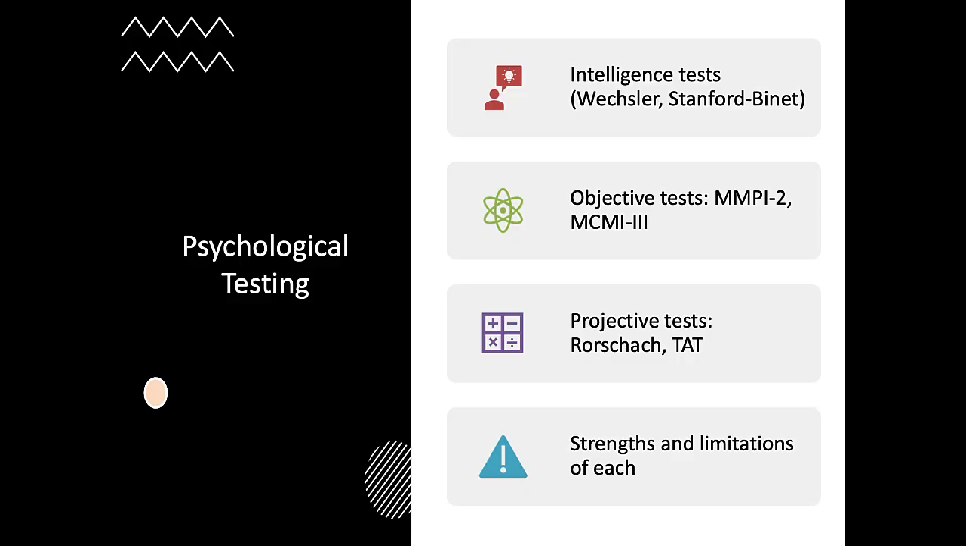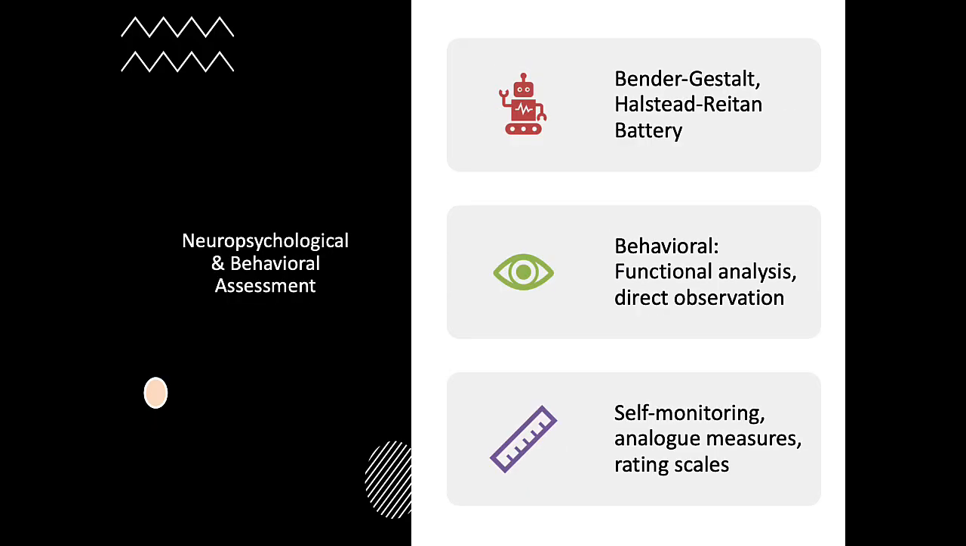Objective tests are structured and empirically validated, while projective tests present ambiguous stimuli to reveal unconscious motives, though their validity is debated. Neuropsychological assessment uses tests like the Bender Gestalt and Halstead-Reitan battery to detect brain damage or impairment. Behavioral assessment focuses on observable behavior in context, using functional analysis, direct observation, self-monitoring, analog measures, and rating scales.